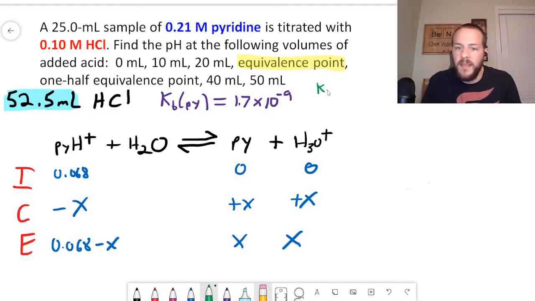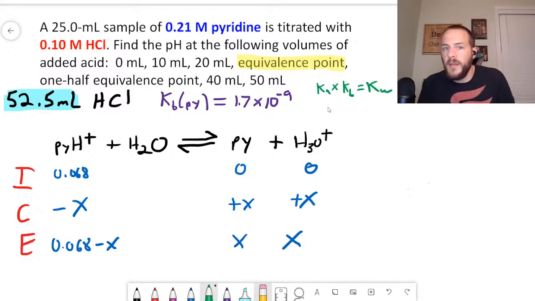So Ka times Kb is equal to Kw, right? Kw is 1.0 times 10 to the minus 14 at 25 degrees Celsius, called the ion product constant for water. So all you need to do to get your Ka is to take Kw and divide it by your Kb.